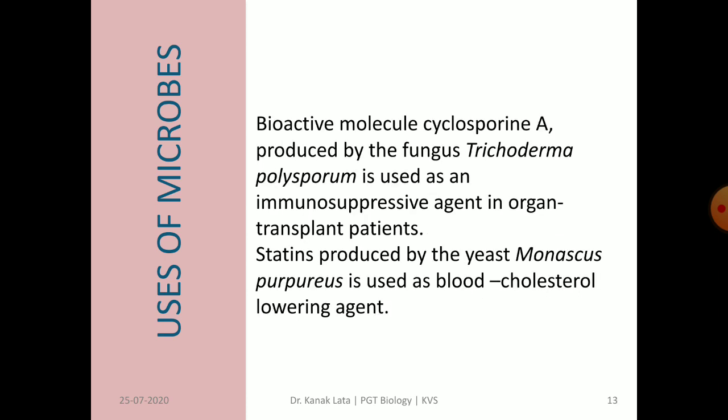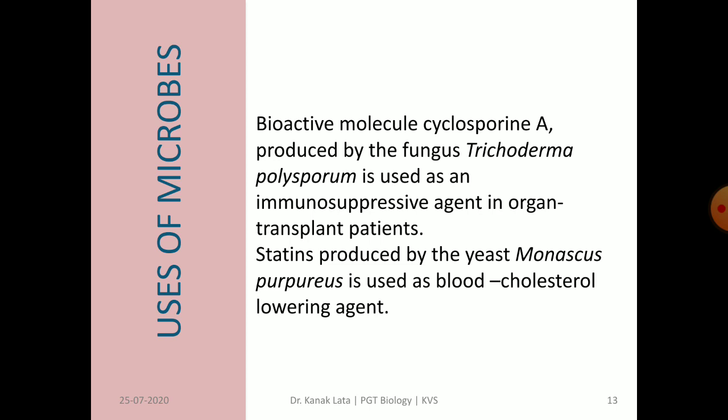Another bioactive molecule is cyclosporin A, and this cyclosporin A is produced by a fungus and the name of the fungus is Trichoderma polysporum. What is the name? Trichoderma polysporum. So this cyclosporin A is produced from the fungus Trichoderma polysporum and it is used as an immunosuppressive agent in organ transplant patients.